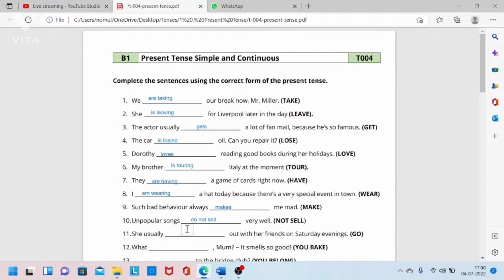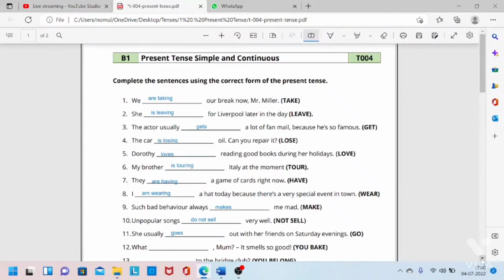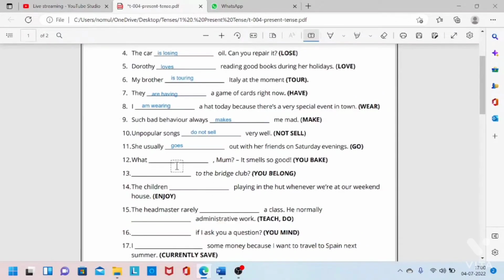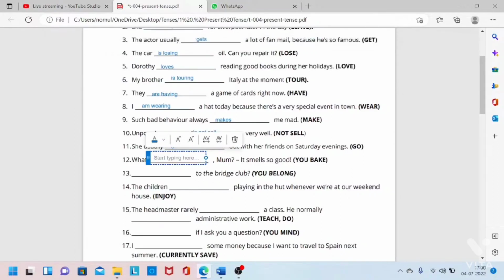So 11th one, she usually dash out with her friends on Saturdays evenings. So she usually goes. Here the helping go has become goes, okay. That's it, very simple, right? Yes, let's look down. 12th, what is 12th?